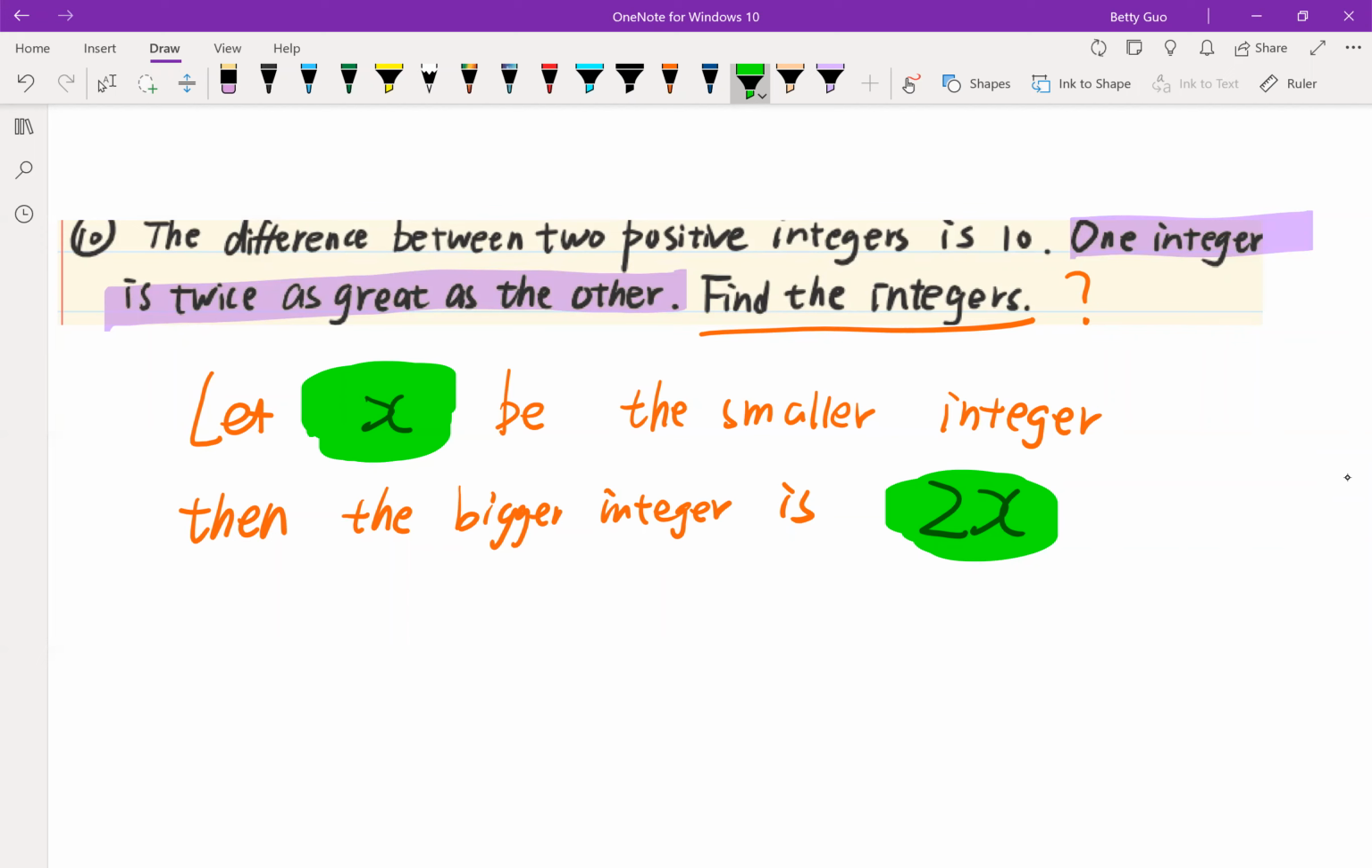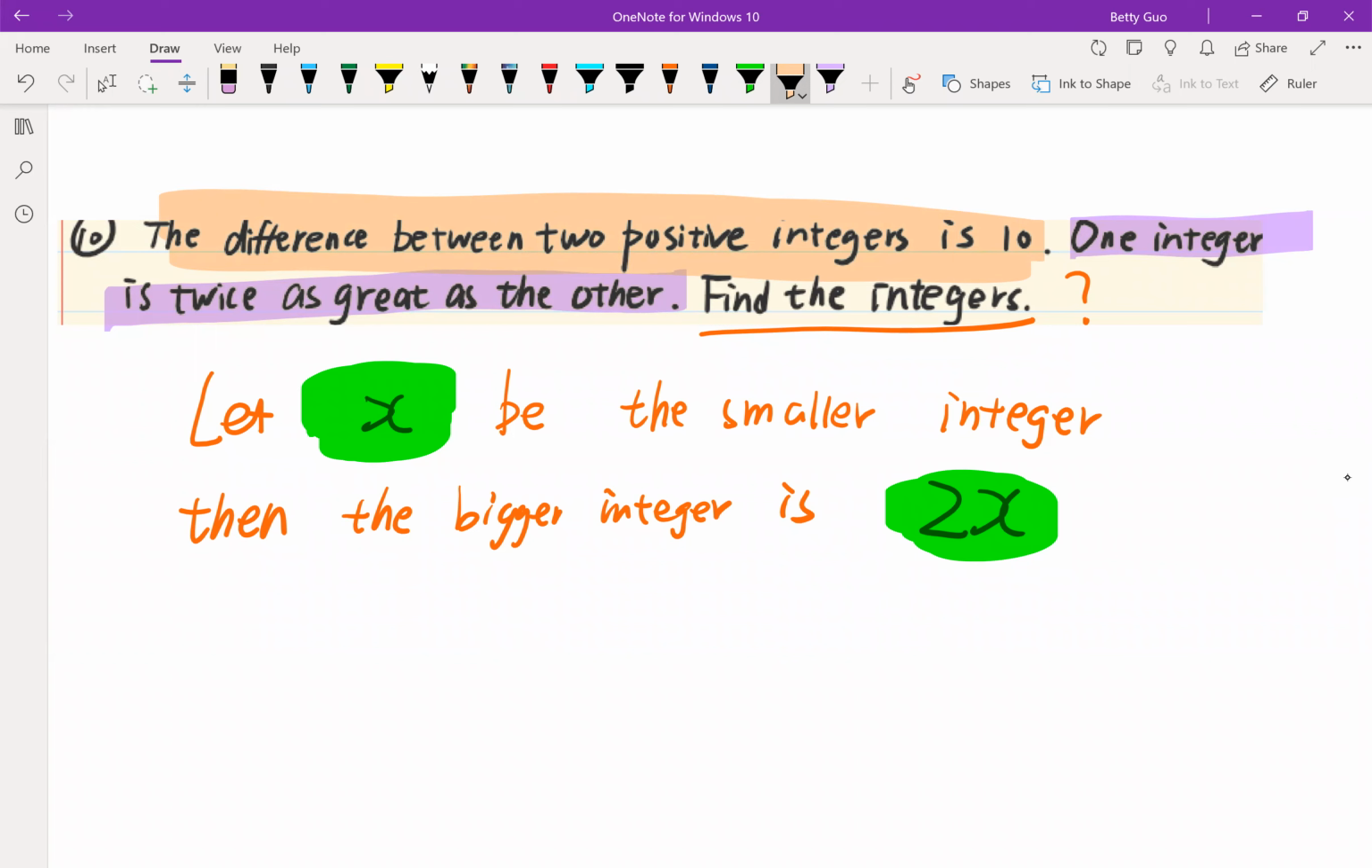Do we need an equation? Yeah. How do we create the equation? Let's look at this sentence. The difference between the two positive integers is 10. The difference between the two integers is 10. What does that mean?